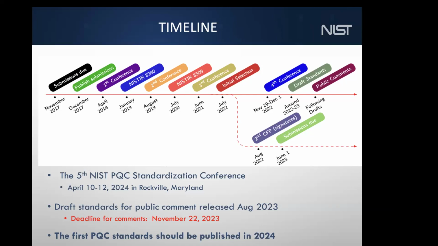Now, the four algorithms that we selected for standardization, we were able to release draft standards last August and put them out for public comment. After a few months, the deadline was in November, and we received a lot of feedback on the draft standards. So currently what we are doing right now is we're reading all those comments. We're making any of the changes that we feel are needed from those comments. And we will finalize and publish these algorithms. We expect that they should be done around summer of this year, 2024. So that is the exciting time when we will have the first PQC standards.